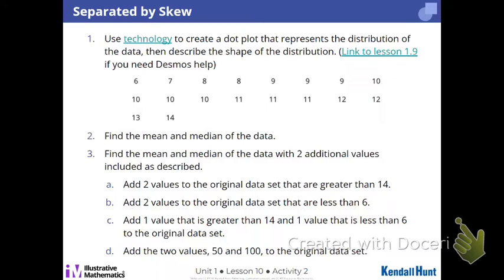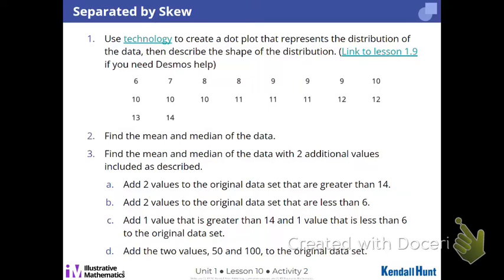This is your data set. Then you're going to use Desmos. You're going to find the mean, the median, and you're going to explain what your data looks like in a dot plot, so the shape of its distribution. Then, for number 3, this is where the real work's happening.